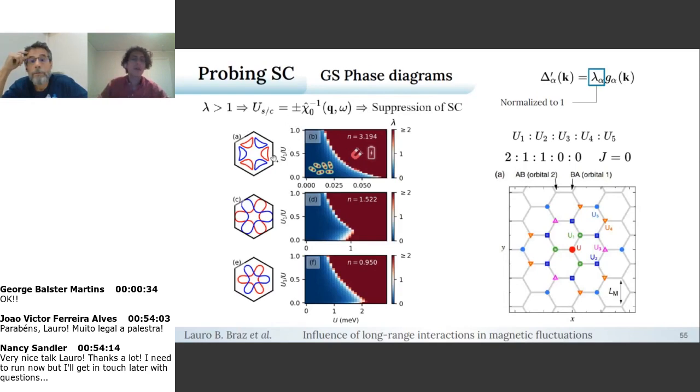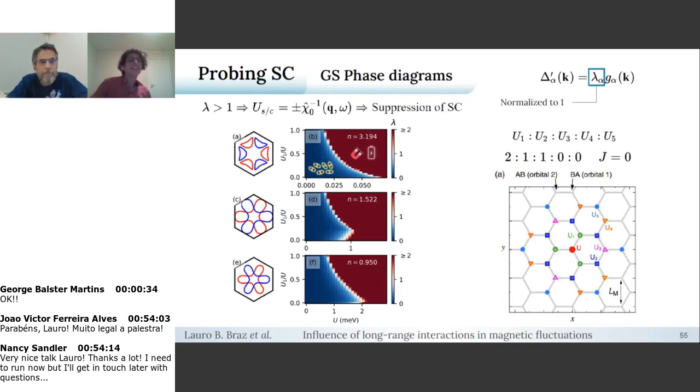No, in this case, we're not way below. It's 3. Okay. The other one, 1.5. Well, the one that was very interesting was the 1.5, where you saw that increasing long-range interactions, you strengthen superconductivity. You increase TC, let's say. Yeah, that was really a nice result.